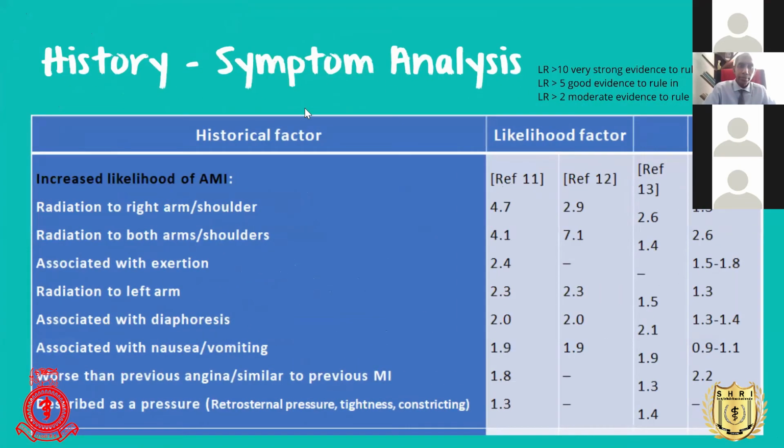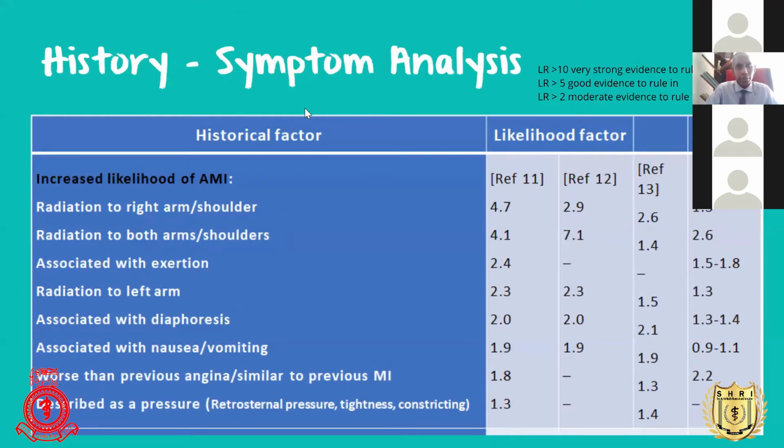History is important. The textbook description of acute coronary syndrome is an elephant sitting on my chest, a dull ache, or retrosternal pressure in the center of the chest, maybe towards the left side, with sweating, with some nausea, vomiting, with some radiation. So that is the textbook.